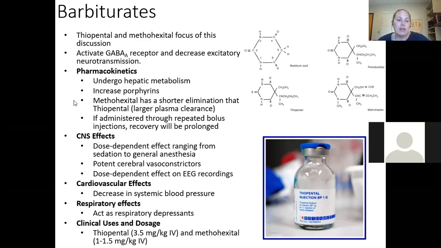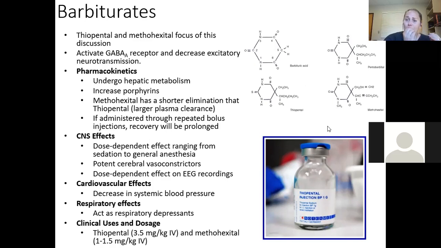And expanding down the pharmacokinetics, methohexital has a shorter elimination. Thiopental has a larger plasma clearance. If administered through repeated bolus injections, recovery will be prolonged using these barbiturates. What's interesting about barbiturates is that they can be used in low dose or high dose situations, and those dosages are going to directly affect the physiological response that you have.